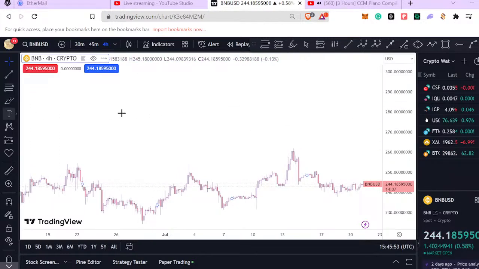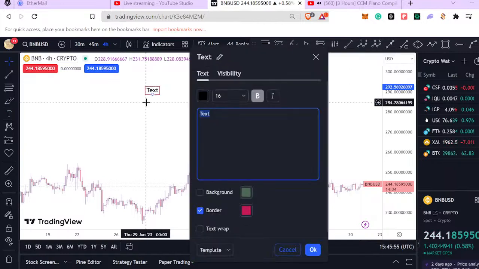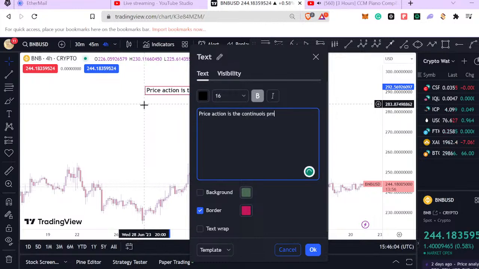So what is price action? I'll put it here that price action is the continuous printing of the market's candlesticks based on back and forth resulting from demand, supply, liquidity. Let's put it that way.